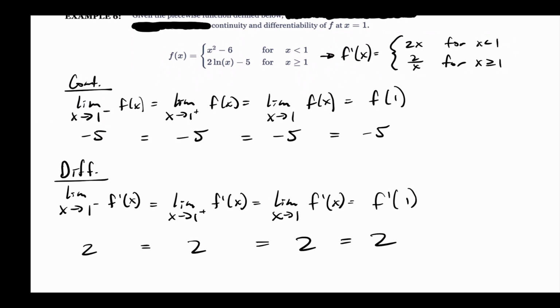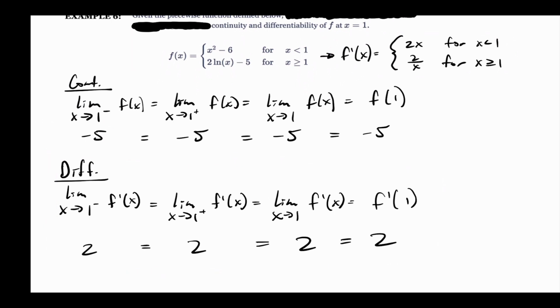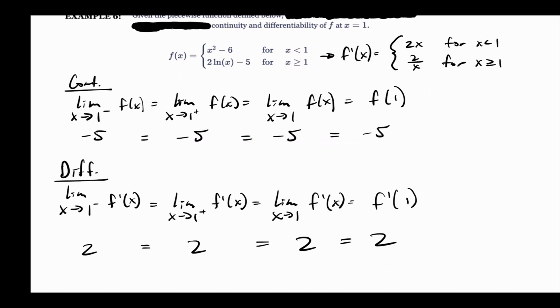Sometimes it'll be continuous, but not differentiable. Remember, if it's differentiable, it has to be continuous. And if it's not continuous, it can't be differentiable. So sometimes what you can do is start here. If this checks out, you don't even have to check continuity because it's given. Or if you start here and it doesn't work, then you don't have to check differentiability because it can't be. So that's one way to do it too.